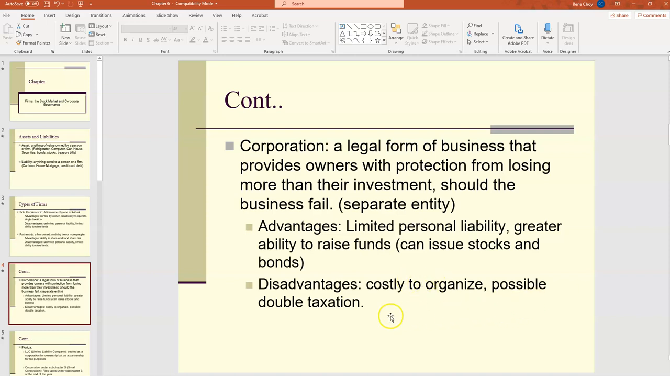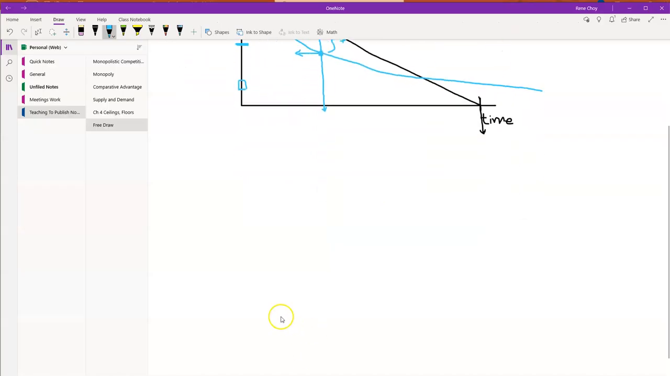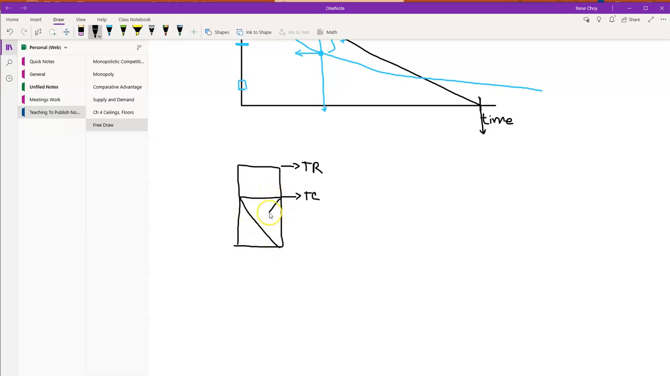There's also an issue of possible double taxation when you have a corporation. Let me try to explain that a little bit. So imagine that this is the amount of money that your corporation makes. So this is your total revenue. And imagine that this is the amount of cost of doing business. Let's call this total cost. All right, so your operating expenses is this number down here. That's your sales amount, and the difference between those two is your profit.